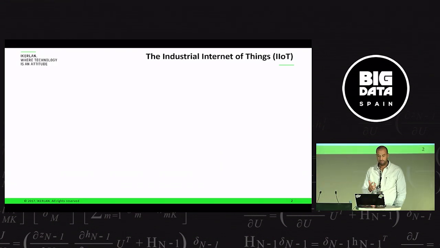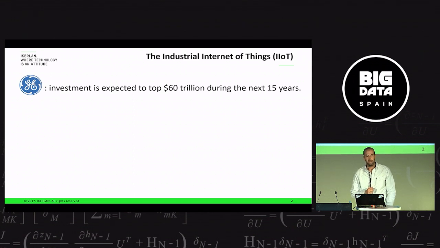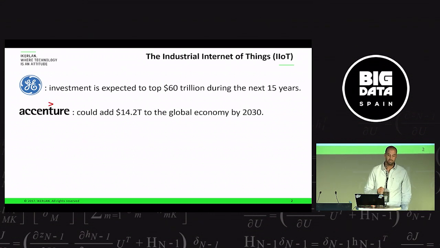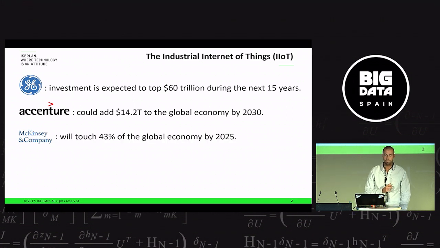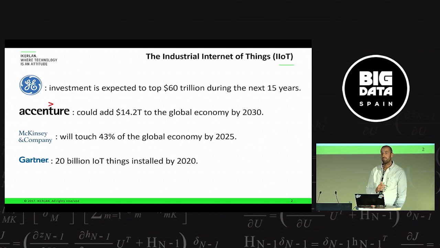Well, let's start with some numbers. For example, General Electric says that IIoT investment is expected to top like $60 trillion during the next 15 years. Accenture, for example, says that it could add like 40 trillion to the global economy by 2020. McKinsey, on the other hand, predicts that the Industrial Internet of Things will touch more than 40% of the global economy by 2025. Finally, about the number of Internet of Things devices deployed around the world, Gartner says that by 2020 there will be about 20 billion.